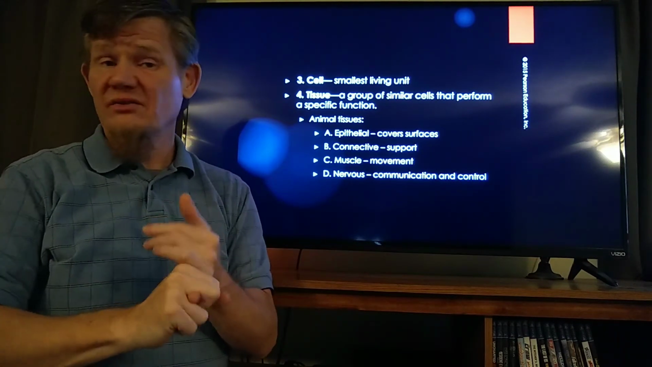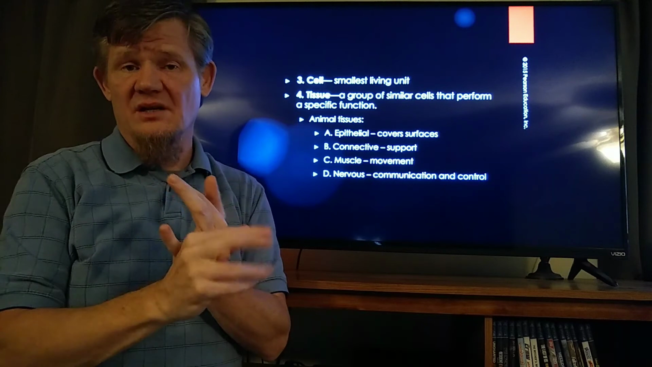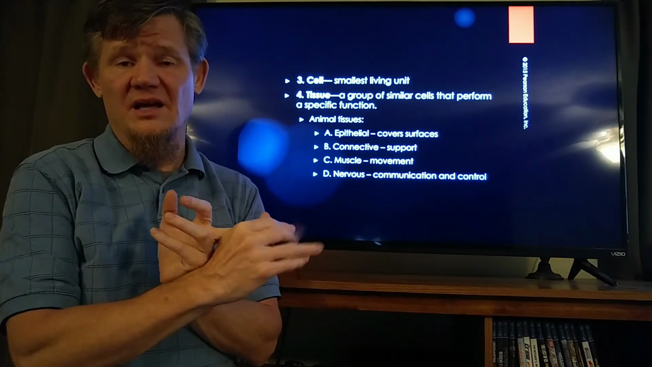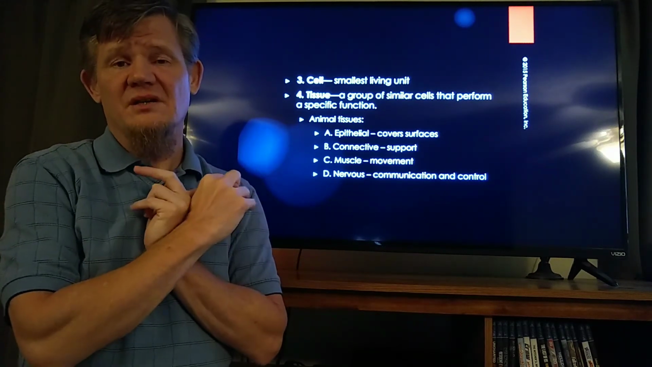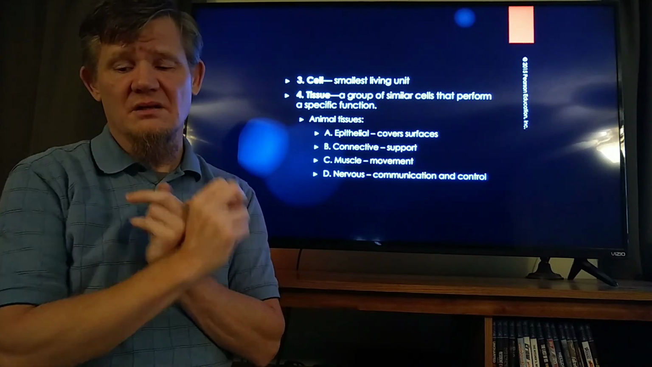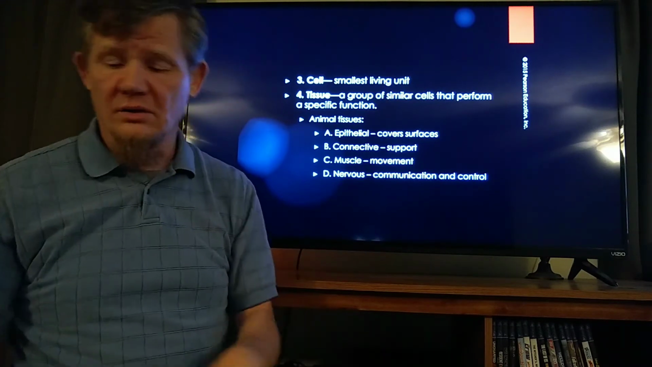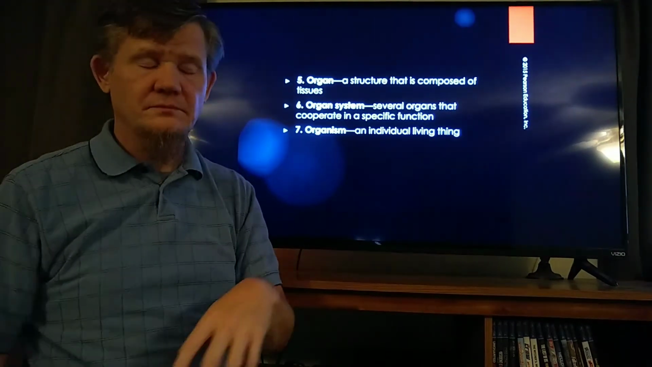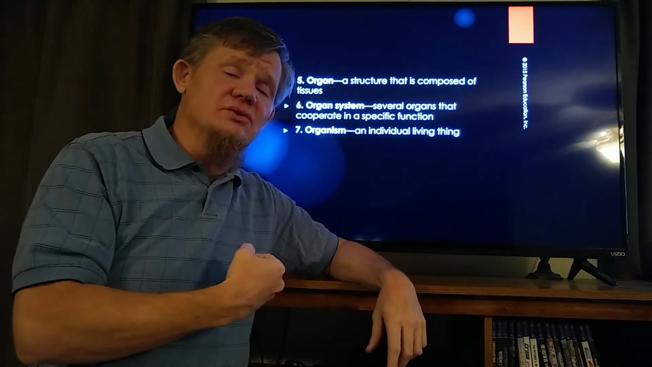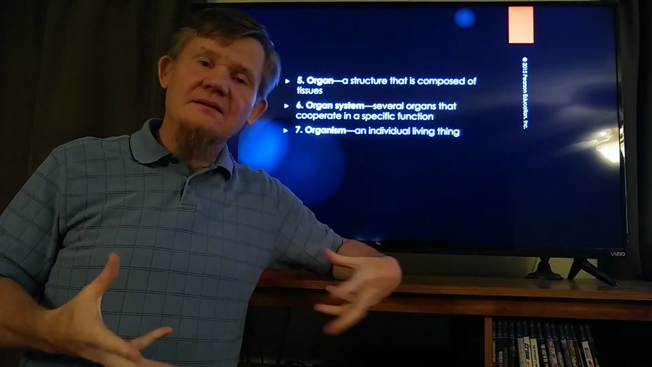We have a bunch of cells that are nervous tissue cells. We have a bunch of different cells that are muscle cells. We have a bunch of different cells that are connective tissue cells. We have a bunch of different cells that are epithelial tissue cells. A bunch of cells working together are called a tissue. I take a bunch of tissues and I put them together and I get this thing called an organ.